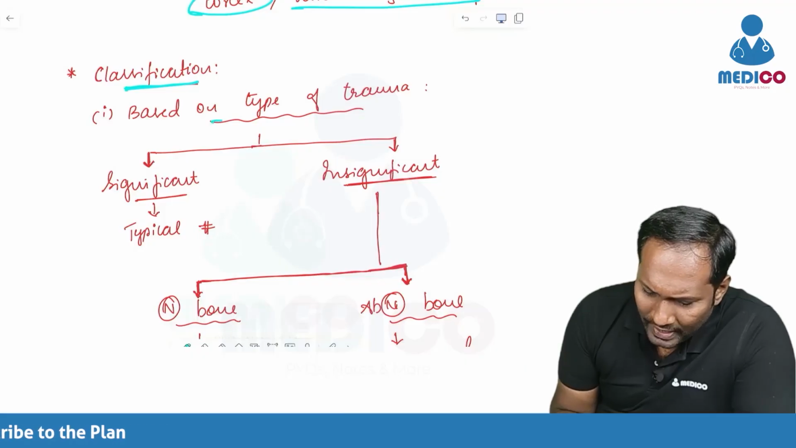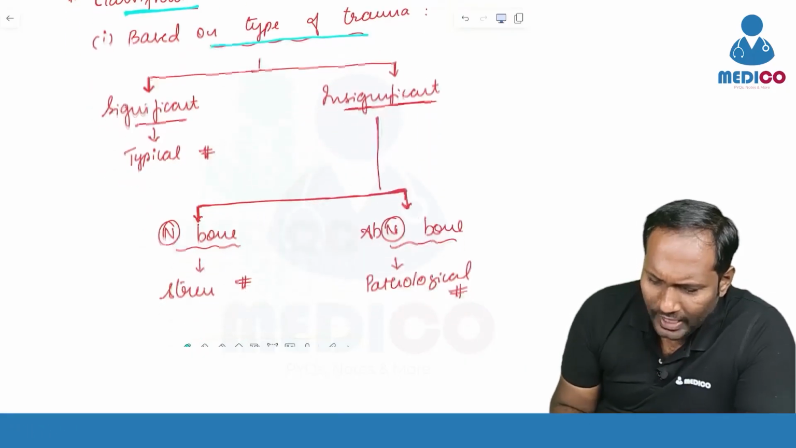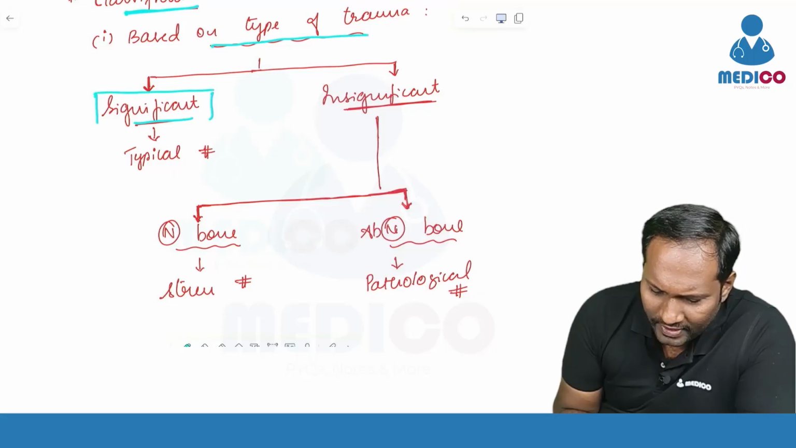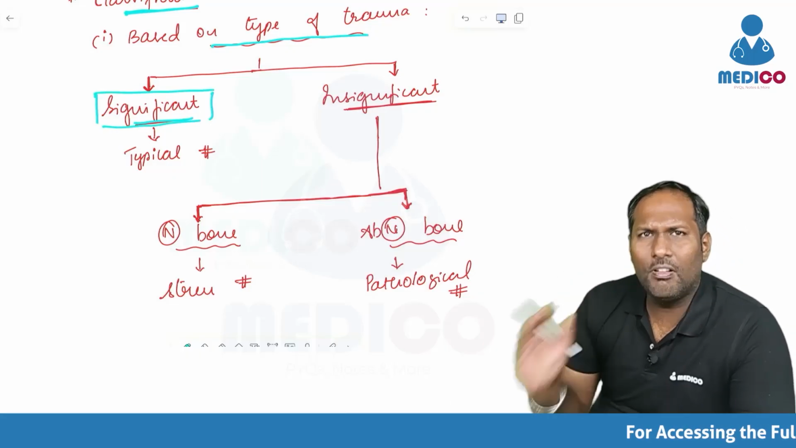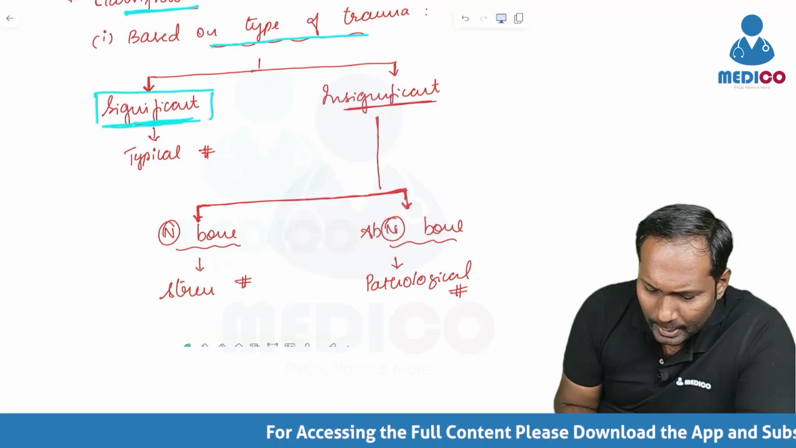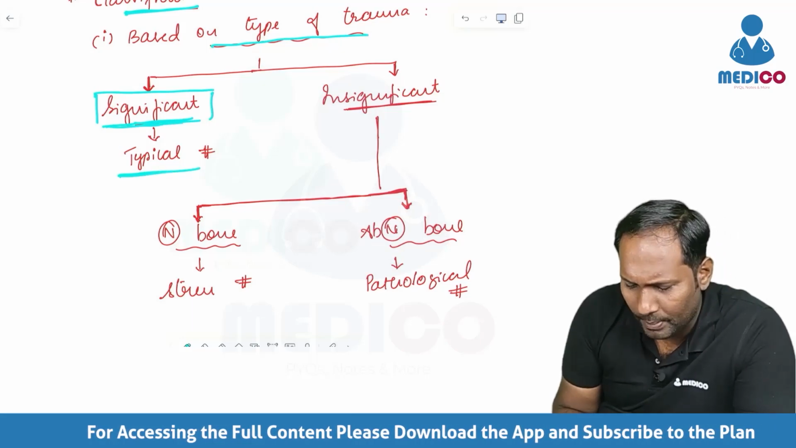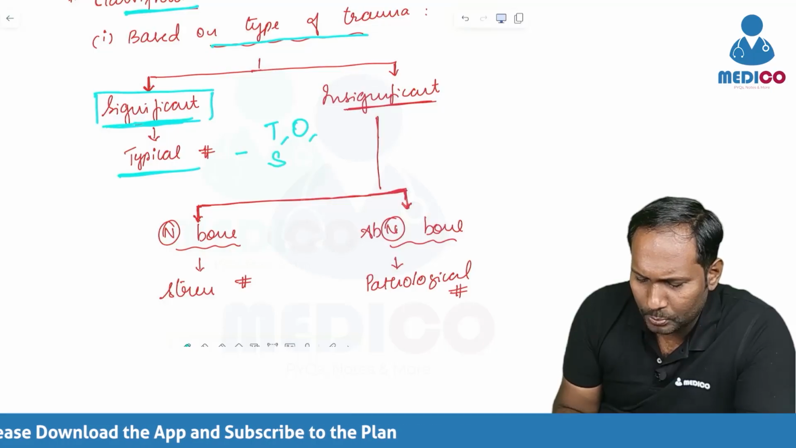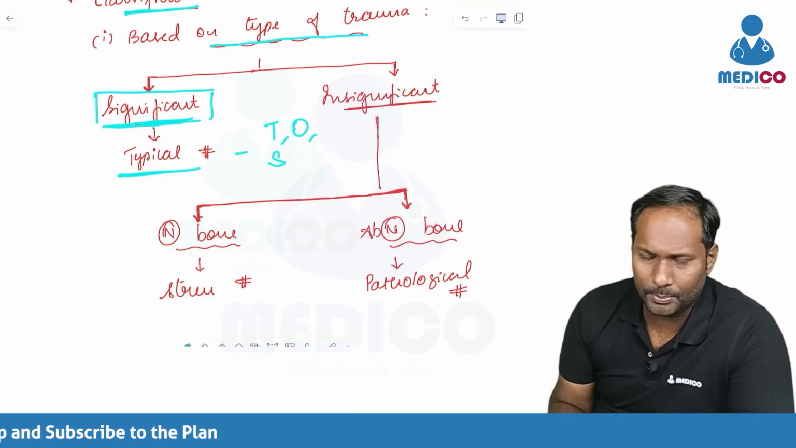So based on the type of trauma, if you take the trauma to be a significant one, what I mean by significant is a high velocity injury. If it is a significant trauma, you get the typical fracture patterns. What are the typical fracture patterns? The transverse type, oblique type, spiral type, all these are the typical fracture patterns.